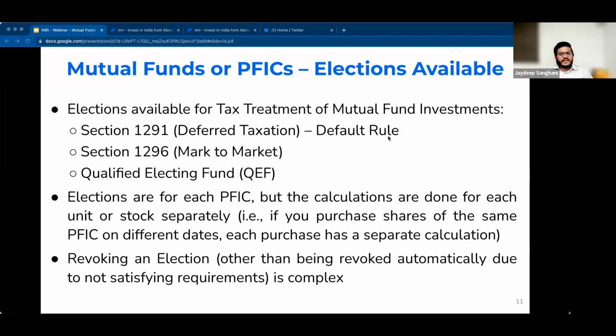The second election is a 1296 election. It is also known as the mark-to-market election. This requires Form 8621 to be filed and a specific checkbox to be elected to make this election.